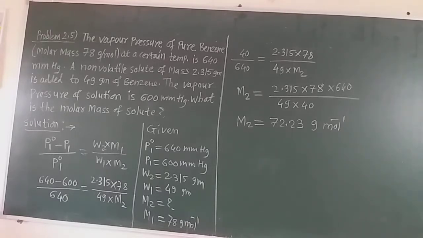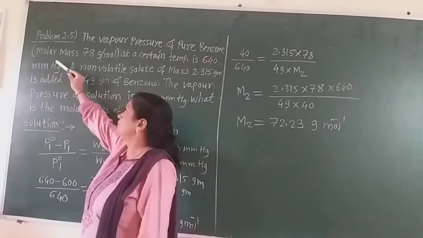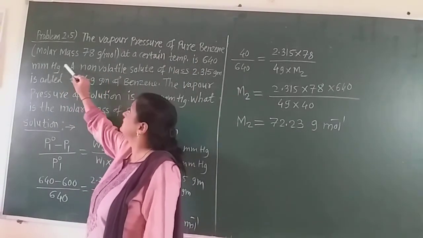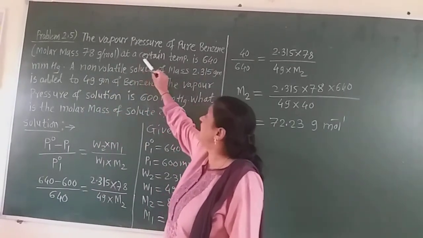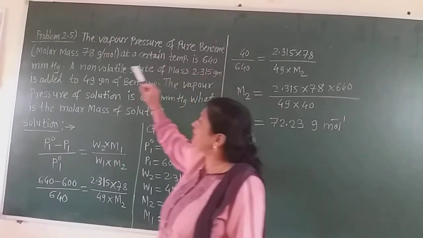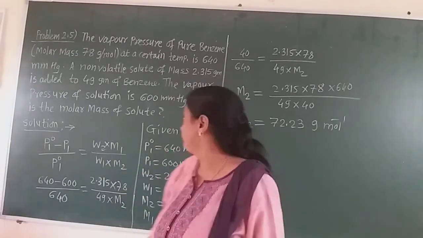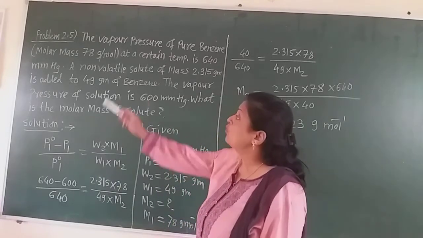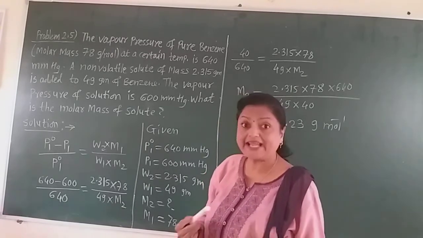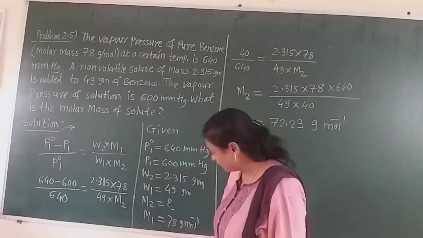Now what is the problem? The vapor pressure of pure benzene is given. The molar mass of benzene is also given in the bracket, that is 78 gram per mole. So the vapor pressure of pure benzene at a certain temperature is 640 mm of Hg. That means the vapor pressure of the pure solvent is given, P01 is equal to 640 mm of Hg. Again the molar mass of the solvent is also given, that is M1, 78 gram per mole.